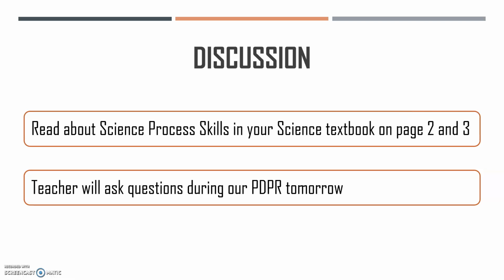So that's all that I will explain to you for today. Next is for the discussion tomorrow. I need you to read about science process skills in your science textbook on pages 2 and 3. So please observe the situation on the page that I mentioned before. And I will ask some questions during our PDPR tomorrow. And I will explain to you the task that you need to do for tomorrow.